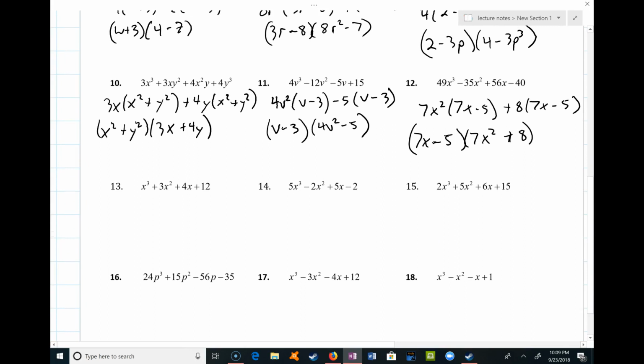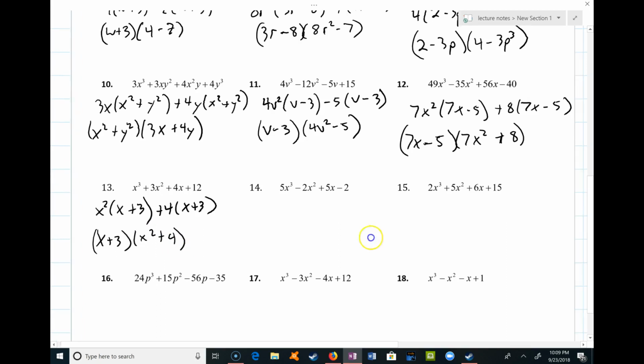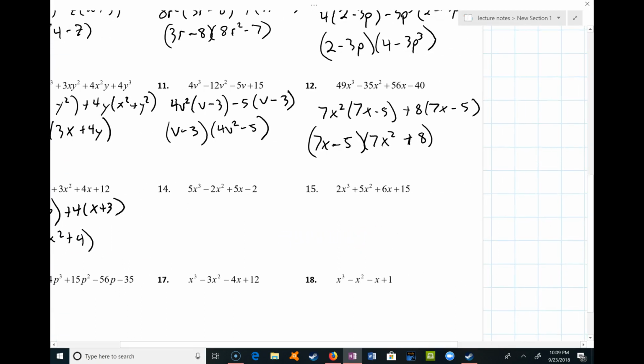So again, the idea is I'm just looking at the first two and then the second two, factoring something out of the first two. So if I look at these first two, looks like x squared's part of both of them. So I'm going to write x squared times x plus 3. And then in this next two, it looks like a 4 goes into both. So that'd be plus 4 times x plus 3. Oh, wow. They both have a factor of x plus 3. X plus 3 times x squared plus 4. And there you go.